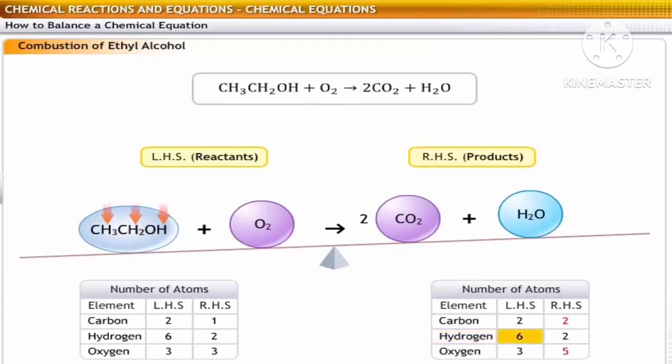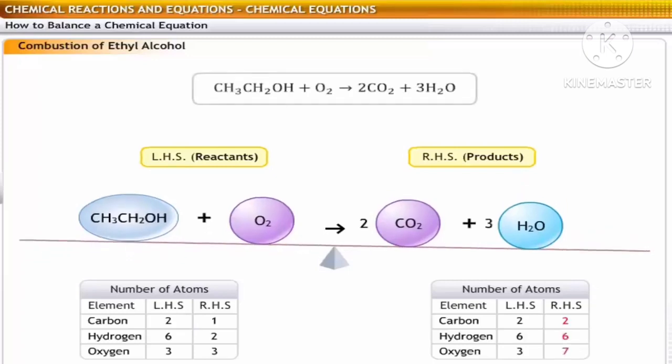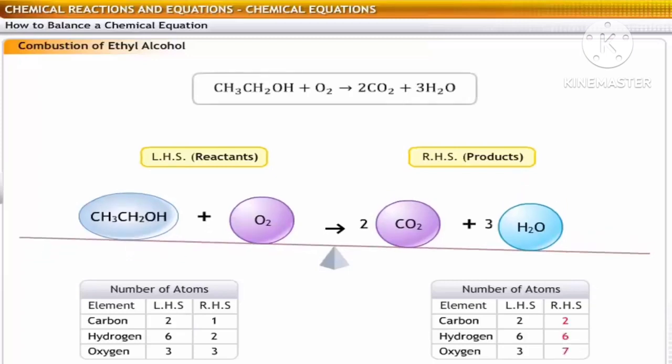There are 6 atoms of hydrogen on the reactant side and 2 atoms on the product side. To balance this, you need to place the coefficient 3 before H2O on the product side. Now, as you can see, hydrogen has been balanced.